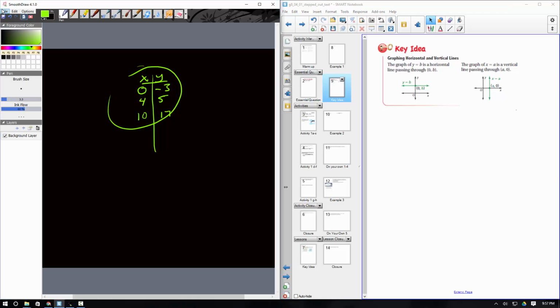This is a really important concept to understand. We've kind of talked about this in the past. This should be an equal sign here, y equals b. So here's what this is basically saying. Let's pretend that it says y equals 4.